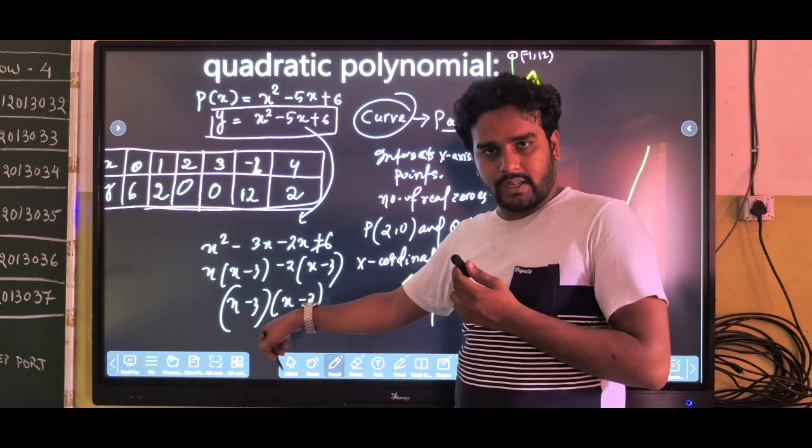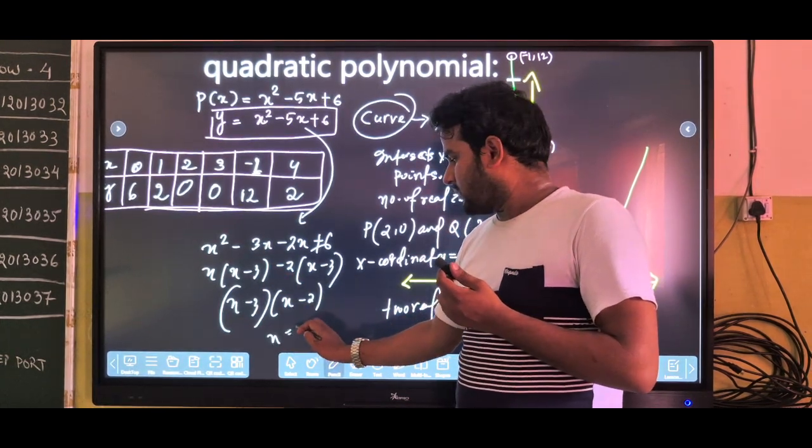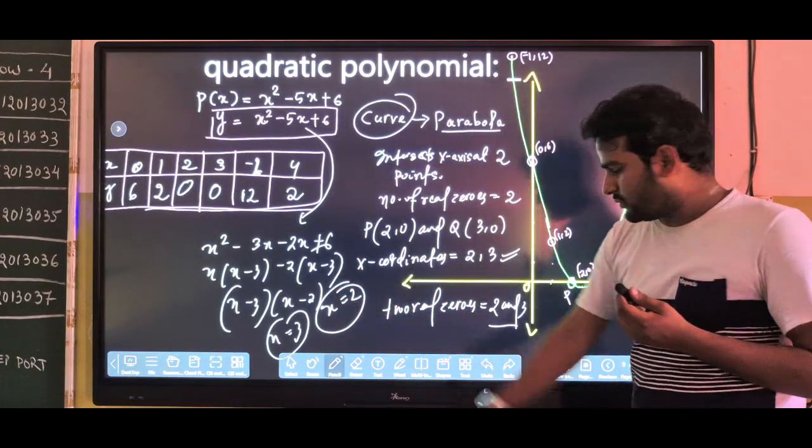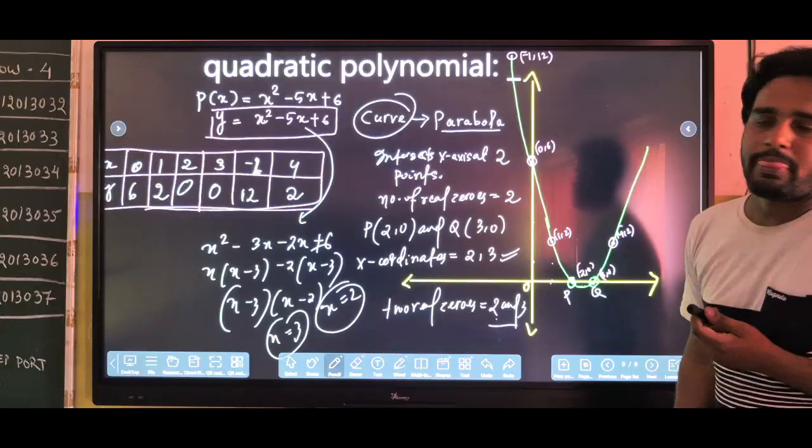So you will equate it to 0. So once it will be 3, again it will be 2. So algebraically it is 3 and 2. Graphically also it is 3 and 2. Means we are correct.